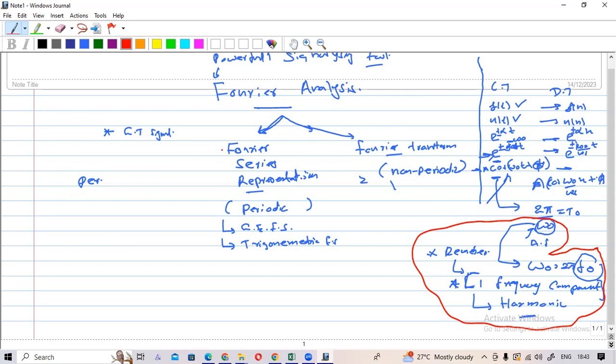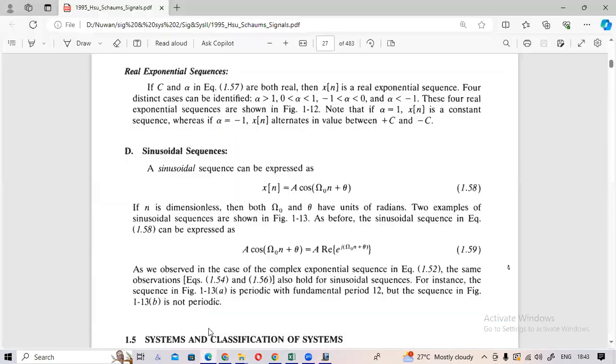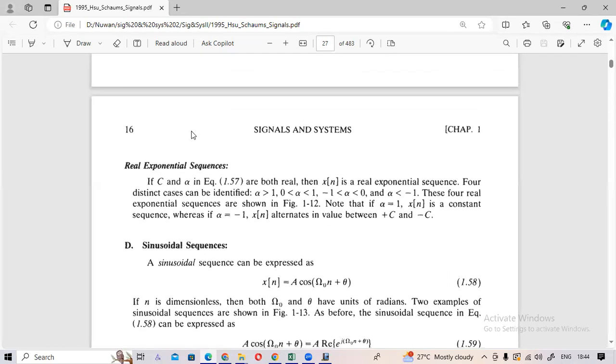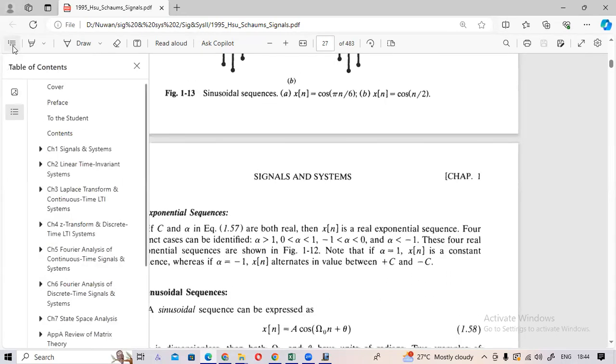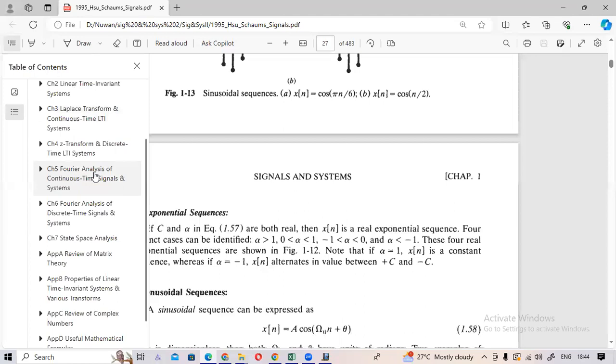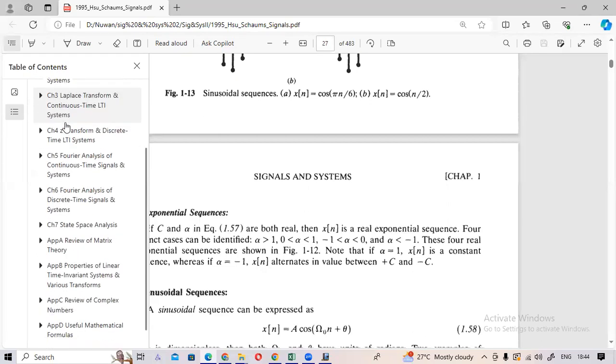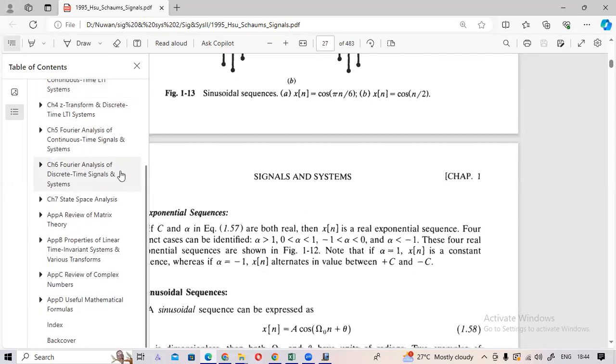So for example, if we consider any signal, let's take the example in this book. Let's take a continuous time example because you are already familiar with continuous time. So I will take a continuous time example.